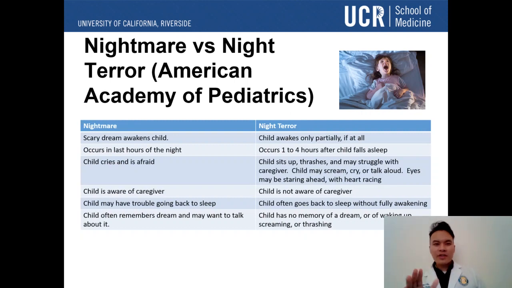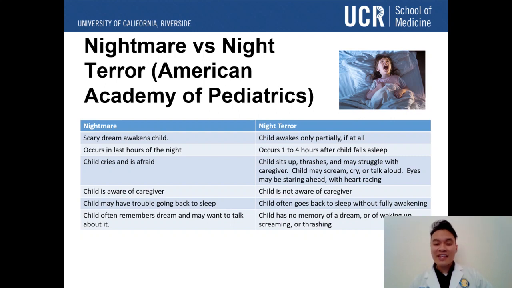So, now that we've gone over the basics, let's lay them side by side to really understand the differences. So again, nightmare: scary dream awakens child, occurs in the last hours of the night. Child cries and is afraid. Child is aware of the caregiver, especially if you're in the room. They'll be able to recognize you, understand that they're out of the dream and they're with you. But the child may have trouble going back to sleep. And often they'll remember it and they may want to talk about it. So, being there for them is very important in that case.